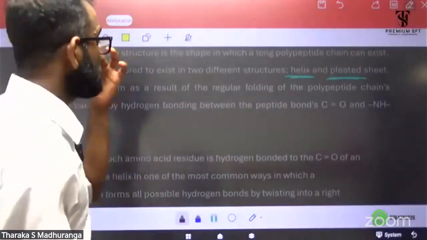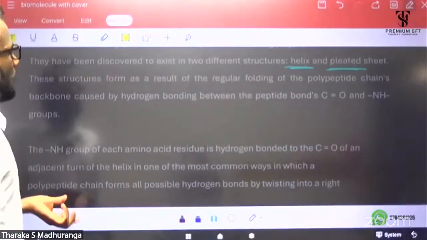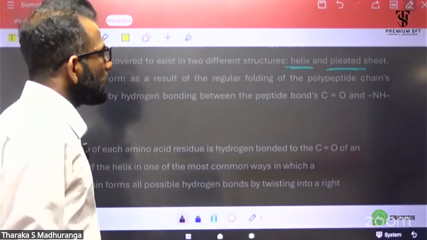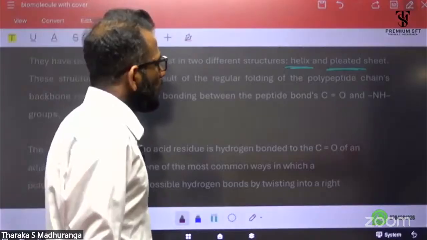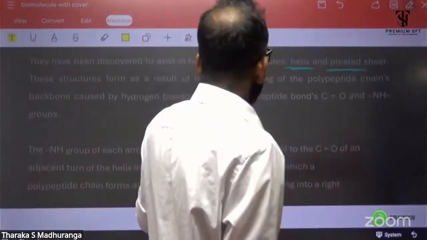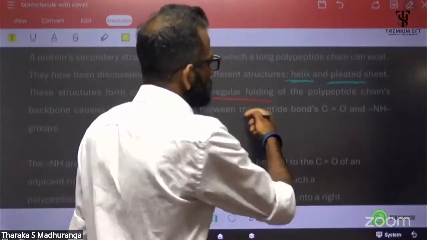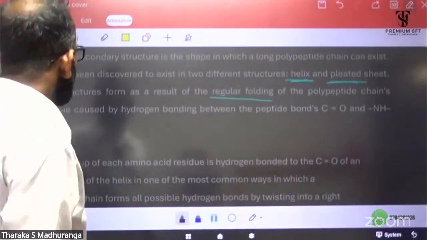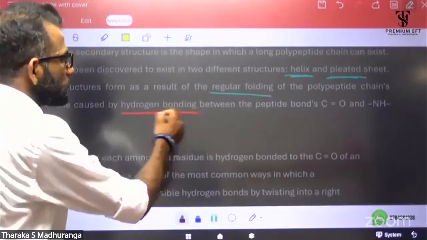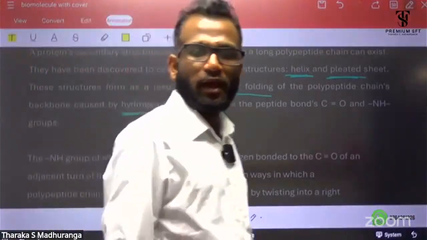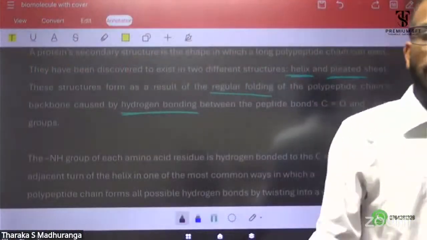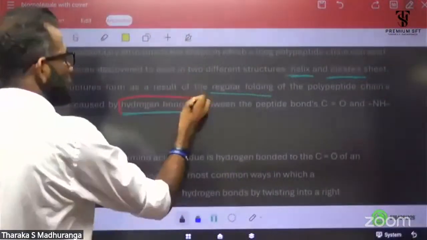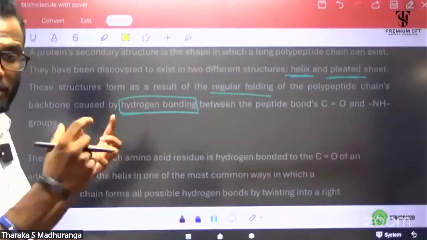These structures form as a result of the regular folding of the polypeptide chain's backbone, caused by hydrogen bonding. Additionally, besides the peptide bond, another bond type is forming. This is the hydrogen bond. Hydrogen bonds also form between amino acids.